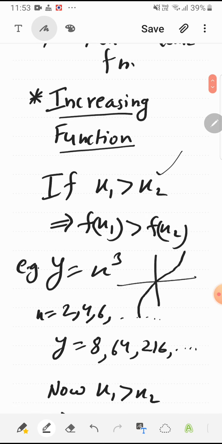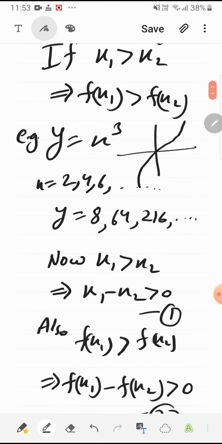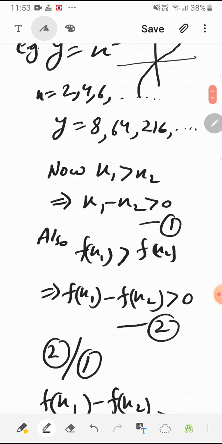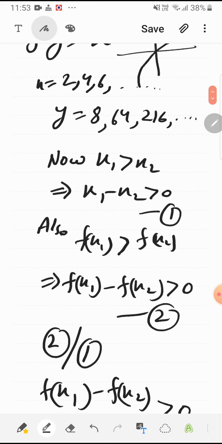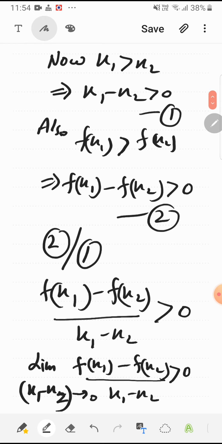For example, y is equal to x cube. So this is a monotonic function for all real numbers. Its graph you can see, when we put higher values of x, we get higher values of y. So this is an increasing function. Now as x1 is greater than x2, that means x1 minus x2 is greater than 0. Similarly, f of x1 is greater than f of x2, that means f of x1 minus f of x2 is greater than 0. Dividing inequality 2 by inequality 1, that means positive by positive, the result is (f of x1 minus f of x2) over (x1 minus x2) greater than 0.